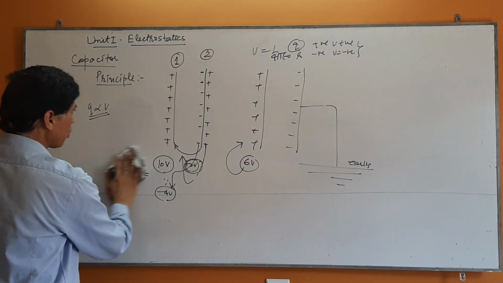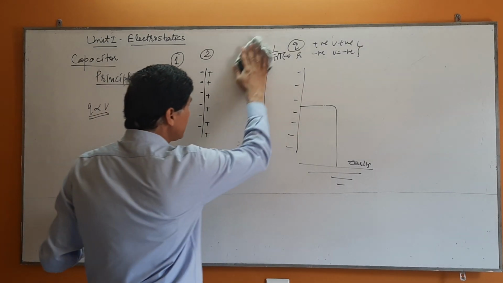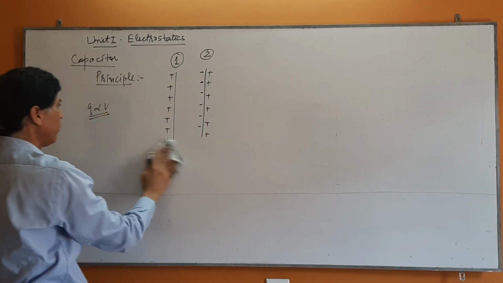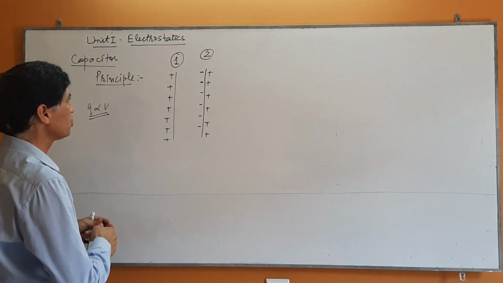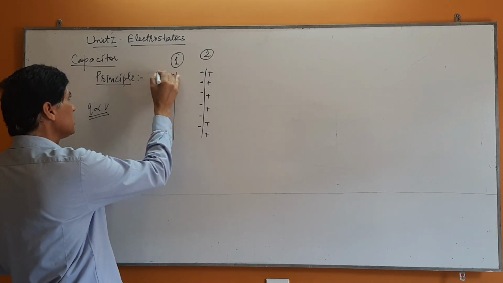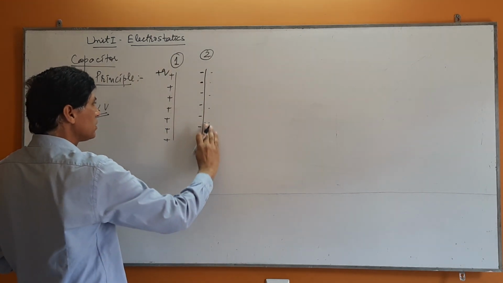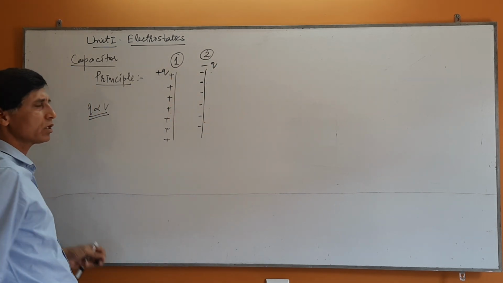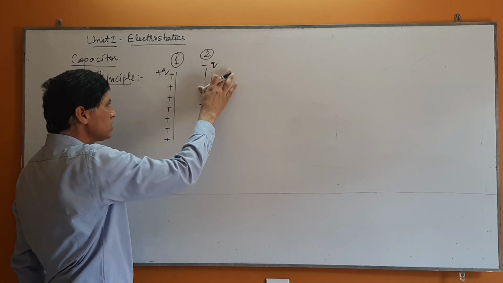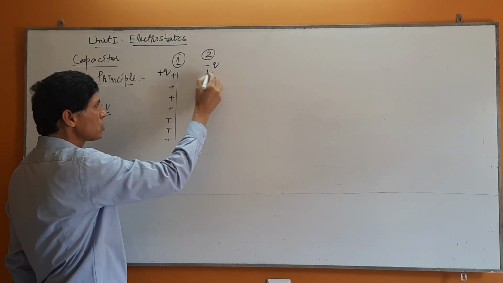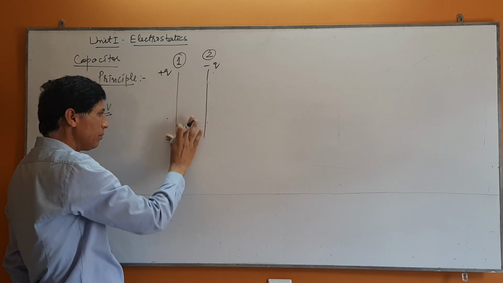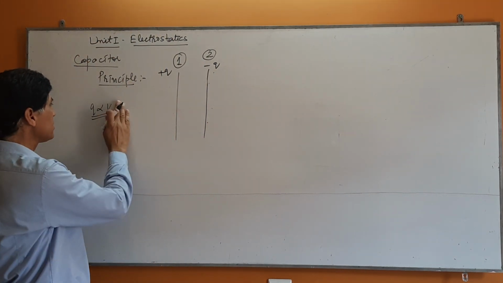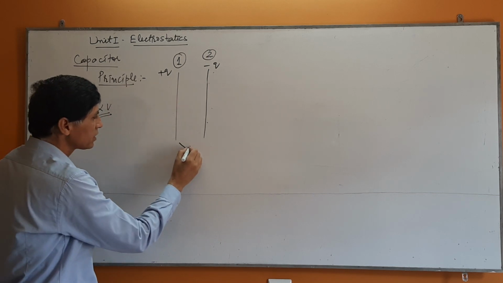Come to next. Now we are going to define the capacitance of a capacitor. Suppose this charge is plus Q, and this charge is minus Q. Either you can put it on the inner side or on the outer side. For the sake of convenience we generally take this as plus Q and this as minus Q, and we don't draw it like this, we simply write plus Q or minus Q. This is a capacitor and we want to define its capacitance.